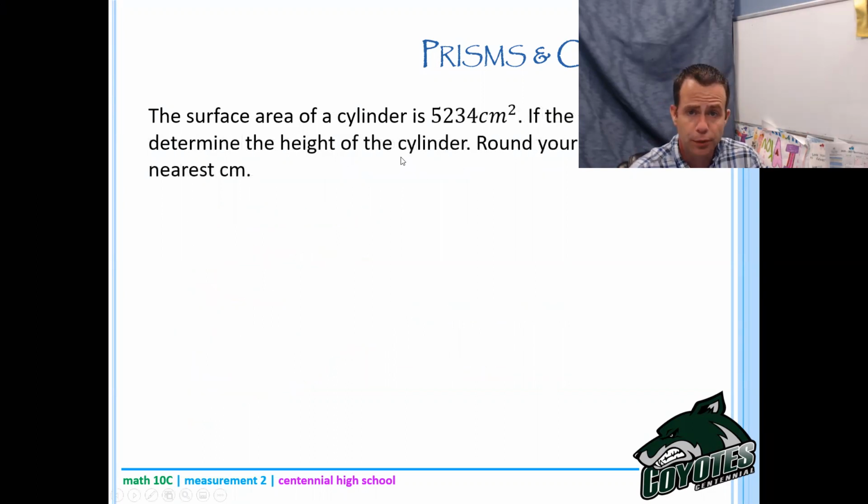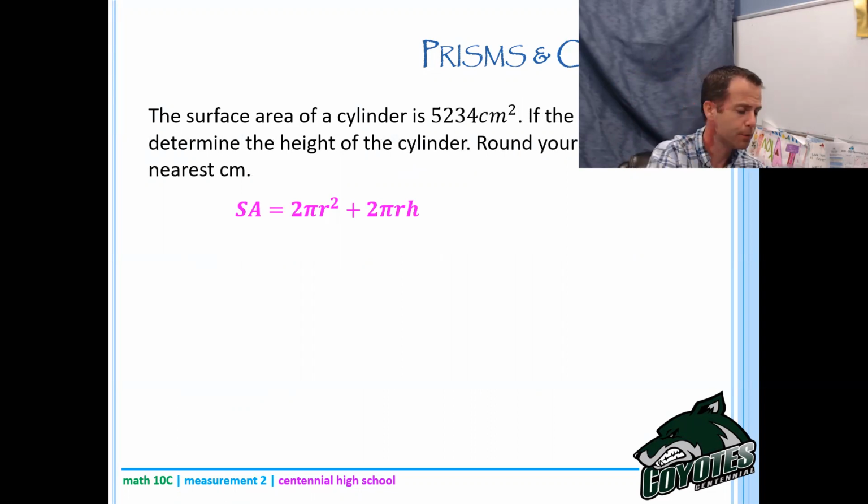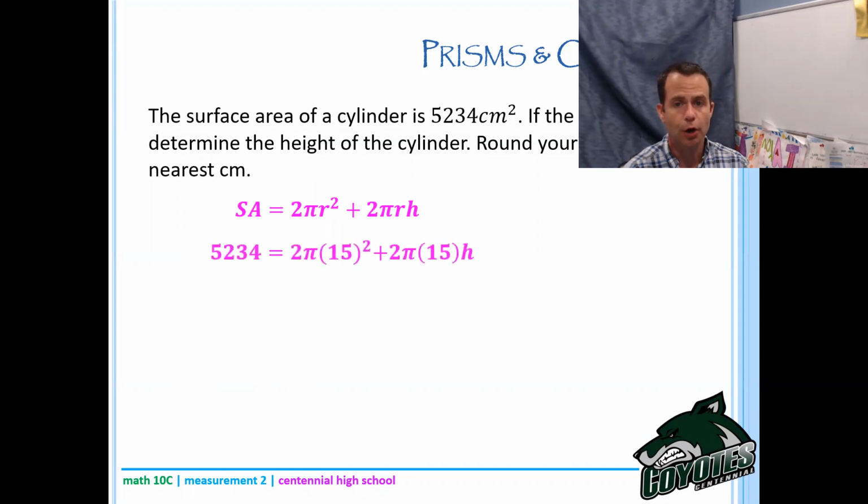All right. The surface area of a cylinder is 5,234 centimeters squared. The radius is 15. Determine the height. So again, start with your formula. Fill in everything you know so that you can solve for what you don't. I'm talking about the surface area of a cylinder, so that's my formula for the surface area of a cylinder. Plug in 15 for r.